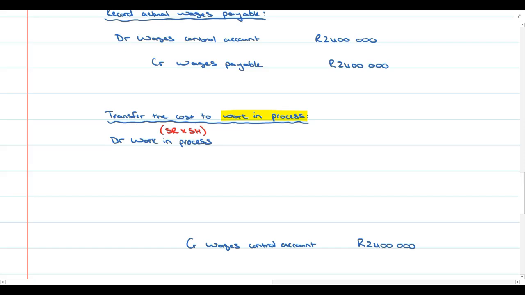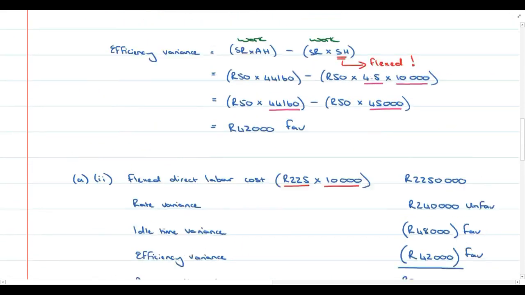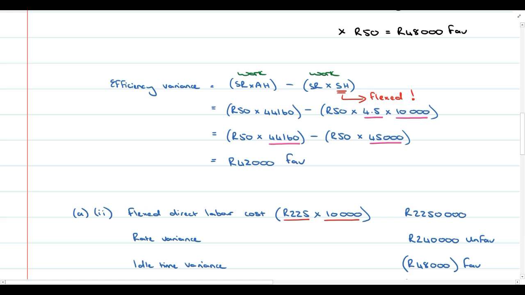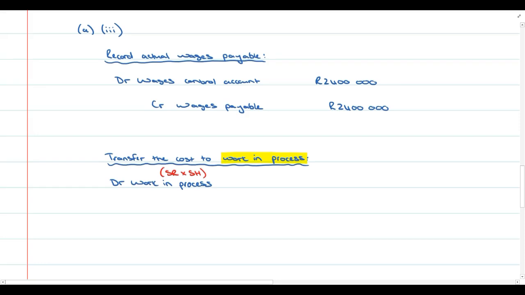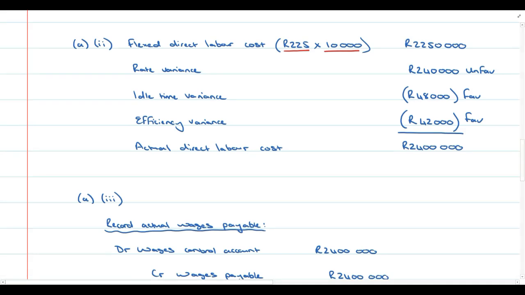Now you have already performed all of these variance calculations. There's the standard rate multiplied by standard hours. It's 50 multiplied by 45,000. Or in other words, it is your flexed direct labor cost. That is what goes to work in process, not the actual labor cost.